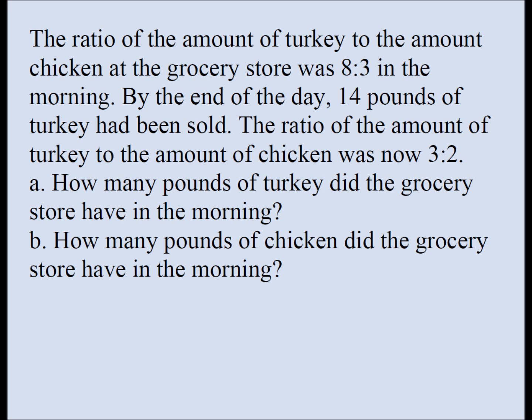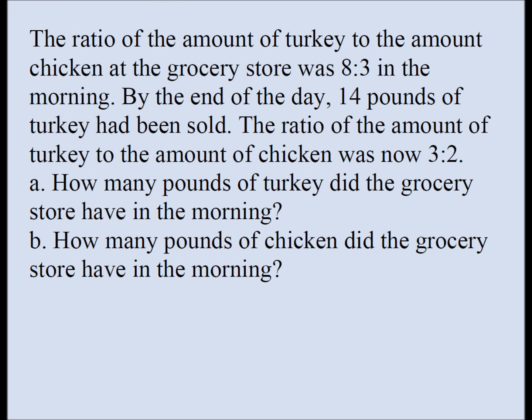The ratio of the amount of turkey to the amount of chicken at the grocery store was 8:3. By the end of the day, 14 pounds of turkey had been sold. The ratio of the amount of turkey to the amount of chicken was now 3:2. How many pounds of turkey did the grocery store have in the morning? How many pounds of chicken did the grocery store have in the morning?